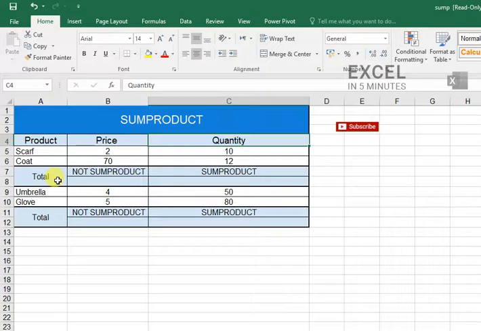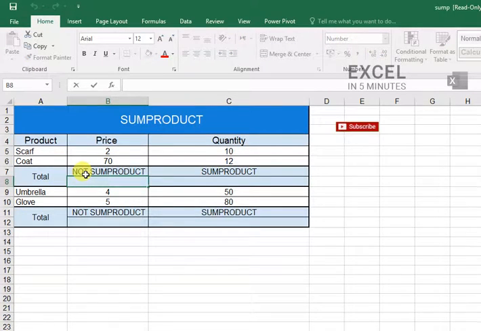If I want to do a total, I do equal price by quantity and I close this. Now I have to calculate the cost plus 17 by 12 and then I close. Now I have the total of the scarf and the cost.